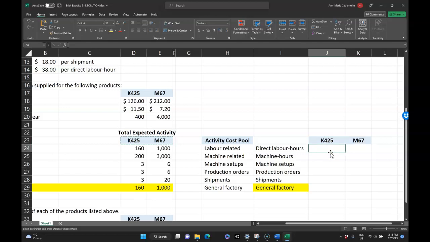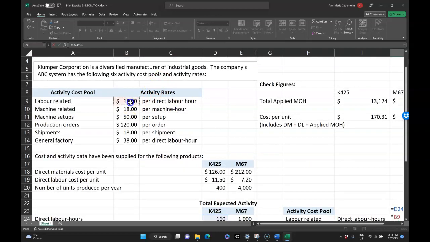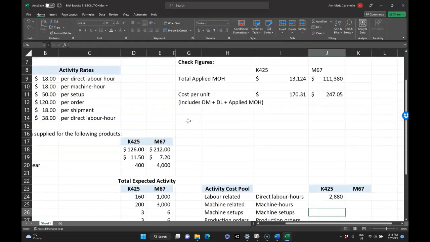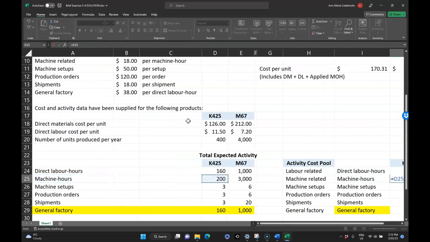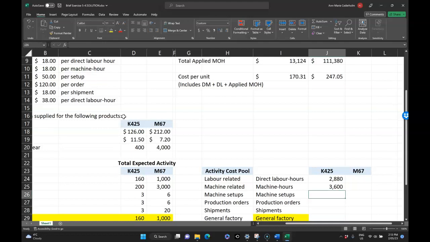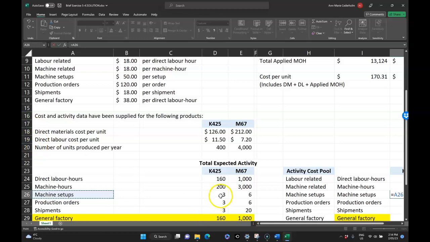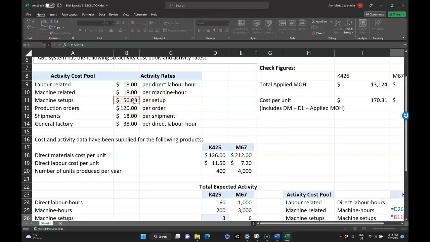So with K425, I'm going to take my direct labor hours, the 160, and then multiply that by my activity rate, so $18. So that's the predetermined overhead rate. Then I'll do the machine hours. So I'll take my machine hours, so that's 200 for that product, and then multiply it by the rate for machine hours. That's 18. Machine setups, I'll find out how many setups for K425. There's 3. And then I'll multiply that by the predetermined overhead rate, which is 50 per setup.